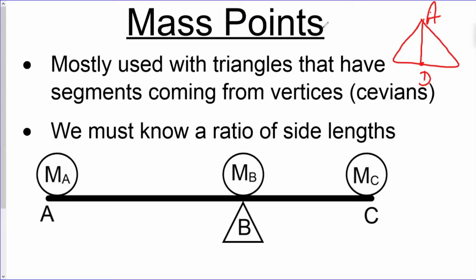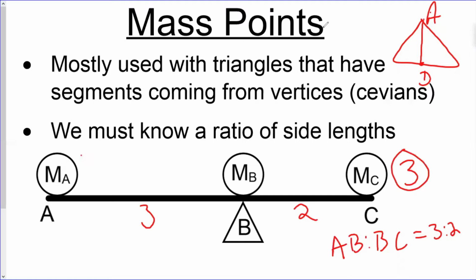Mass points, I like to always say, is the world's worst teeter-totter. You can also kind of think of it as a set of scales. We're trying to balance out the ratios of the side lengths versus the actual mass at the end of each vertex. For example, let's say that AB to BC has a ratio of, let's say, 3 to 2. So if we have a ratio of 3 to 2 here, that means that we would need C to have a mass of 3 and A to have a mass of 2. This will help our entire segment AC balance itself out.